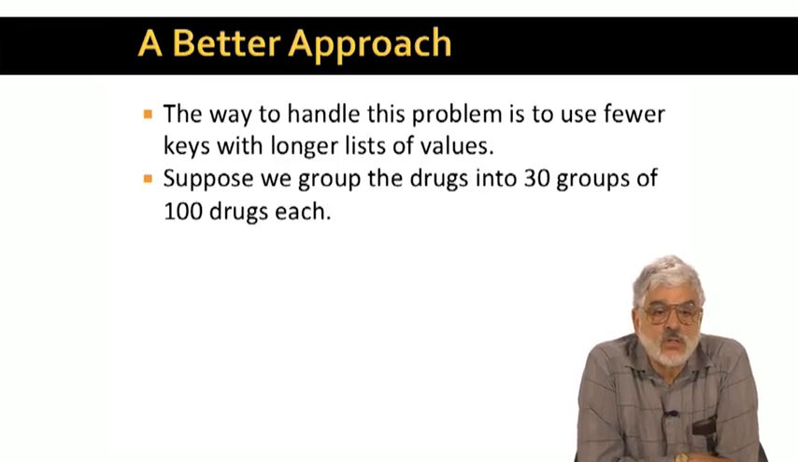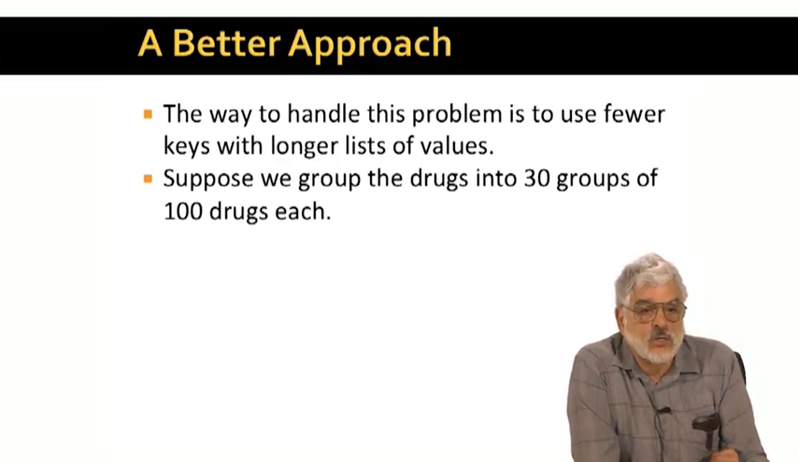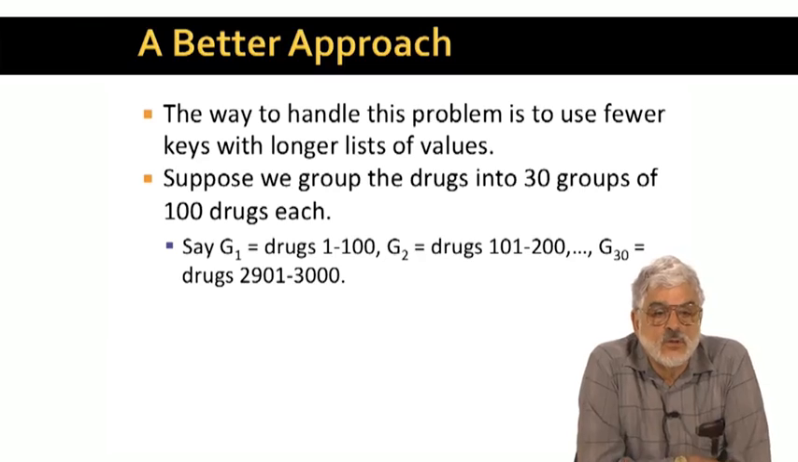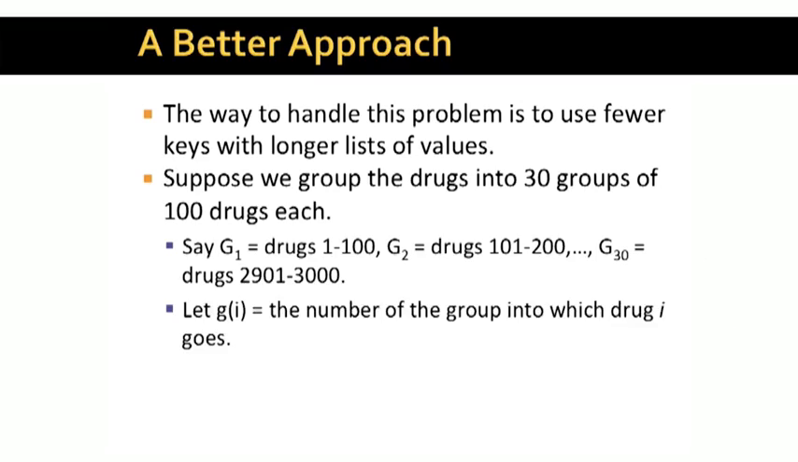We can group the drugs into several groups. The more groups we use, the more parallelism we can get, but the greater the communication cost. In a sense, the original attempt grouped drugs into 3,000 groups of size 1, which gives the maximum parallelism, but also the maximum communication cost. We'll focus on an example of 30 groups, each with 100 drugs. To be specific, the first 100 drugs will be in group 1, the next 100 are in group 2, and so on. I'll use the notation G of I to mean the number of the group to which the ith drug belongs.